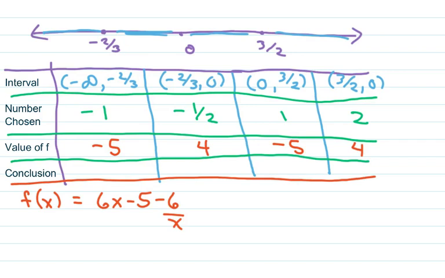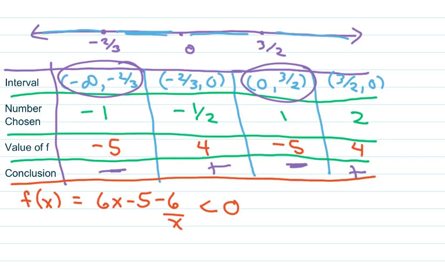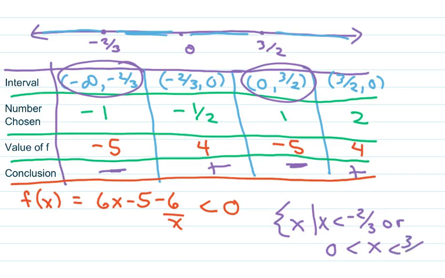We want everything to be negative. So our negatives are here and here. So we want these two intervals. These two were positive, and we don't want the positives. So our solution set is all x such that x is less than negative 2/3, or, for this one, x is in between 0 and 3/2. And that's your solution set.